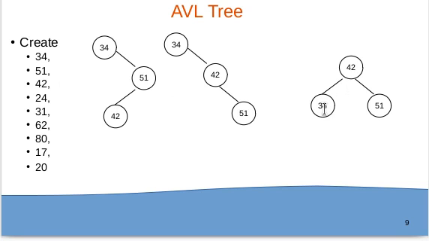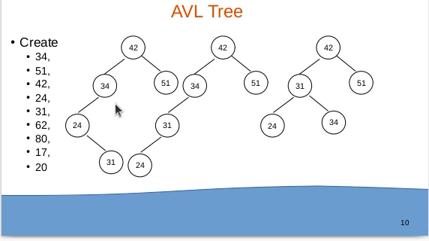So the tree will be 34, 42, 51. So this is the AVL tree up to insertion of 42. Now when we insert 24, it will be inserted here. There will be no problem for 34, as it is 1 minus 0, it is 2 minus 1, so there is no problem. The balance factor is between 0, 1 and -1, so there is no problem.